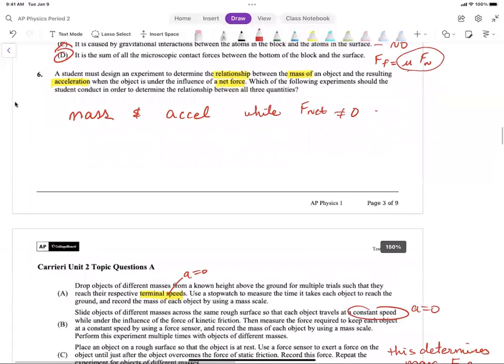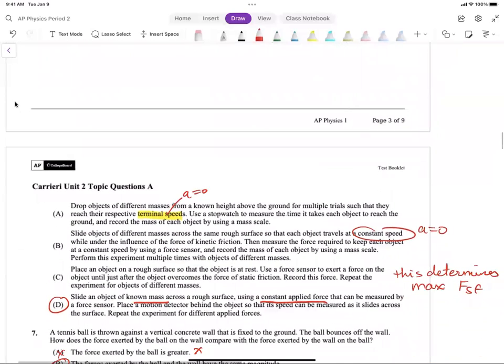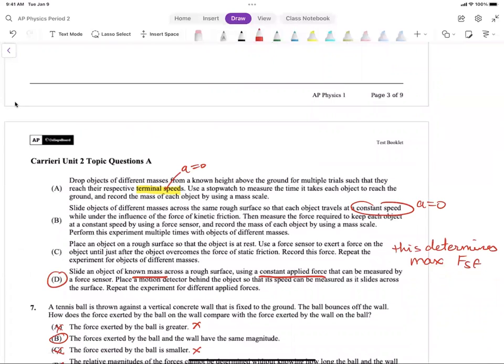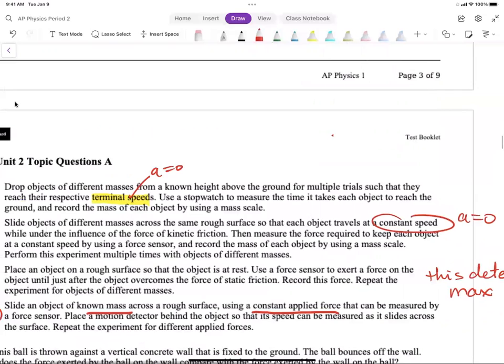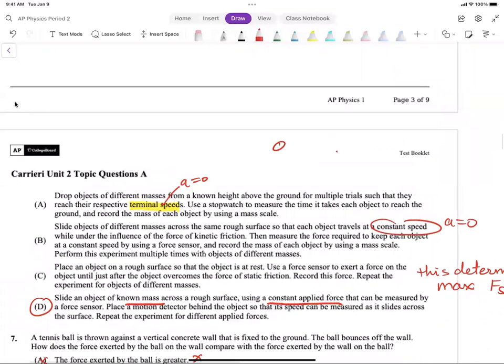We drop different masses from a known height above the ground for multiple trials. So I'm changing masses. Great. Such that they reach their respective terminal speeds from different heights. Oh, from a known height. So I'm just taking different masses, changing the masses, but keeping it from a known height. So it's under acceleration until it reaches terminal speed. Terminal speeds are such that the air resistance up and the force of gravity down equal one another, and the acceleration then goes to zero.